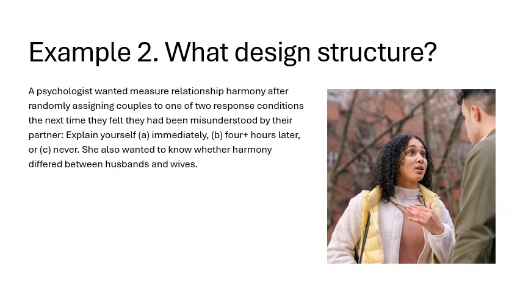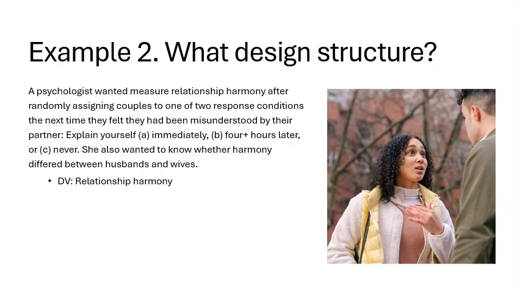Another example. A psychologist wanted to measure relationship harmony after randomly assigning couples to one of 3 response conditions the next time they felt they had been misunderstood by their partner. So they could explain themselves A, immediately, B, 4+ hours later, or C, never. So just 3 conditions there. And she also wanted to know whether this harmony differed between husbands and wives.